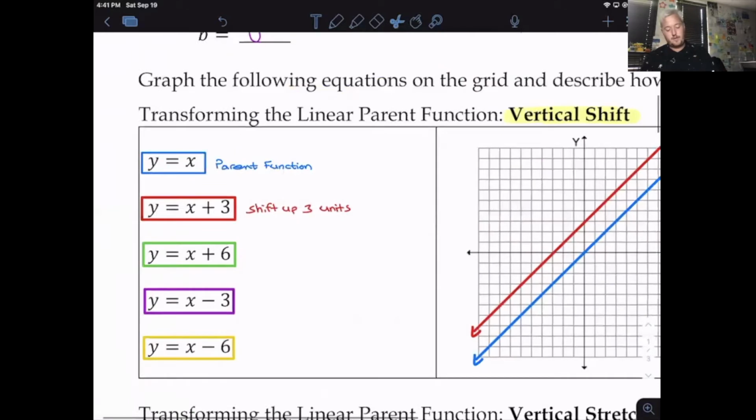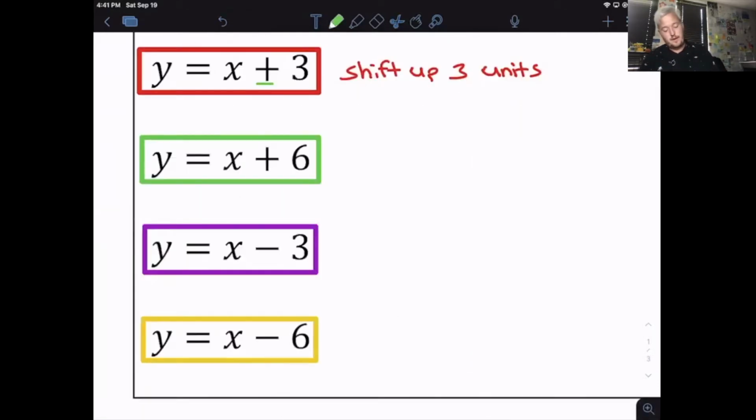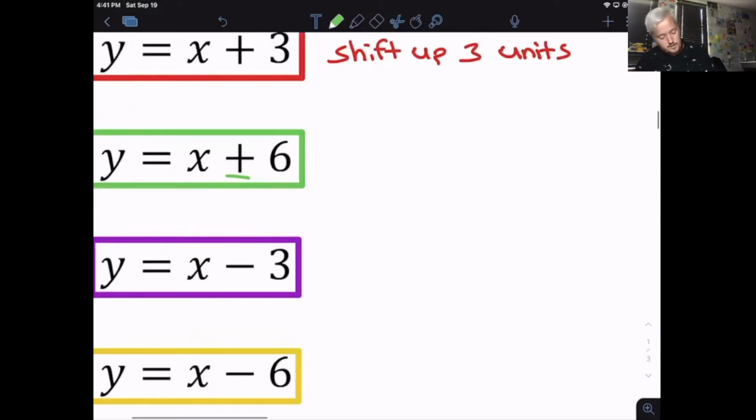Now in green, instead of up 3, I want to go up 6. So this is going to say shift up 6 units.